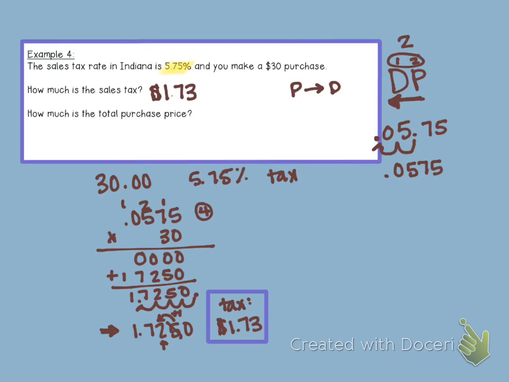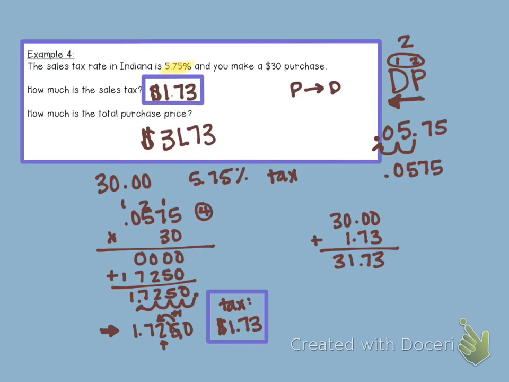Well, if I'm purchasing something for $30, but I have to pay tax of $1.73, all we're doing right there is adding. Remember, we line up our decimals when we add, and our total purchase is $31.73. It's a much cheaper tax than in Texas.